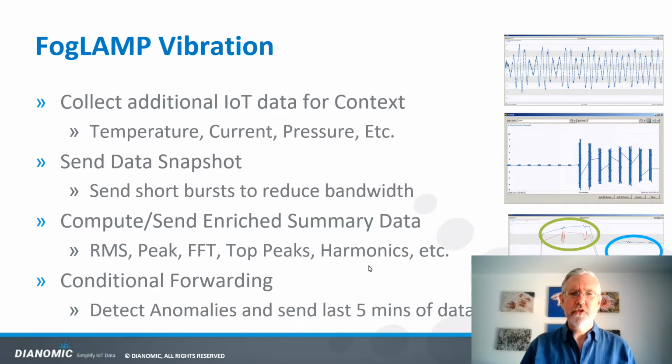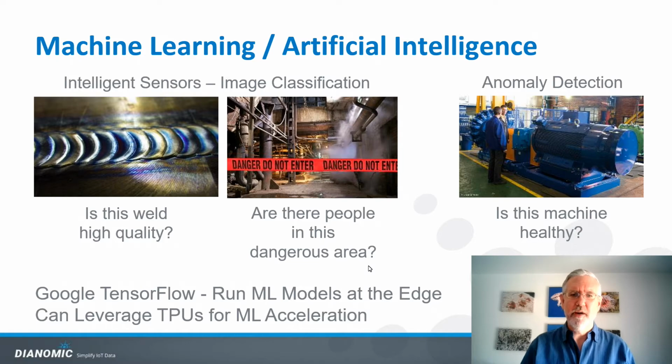We look at machine learning in two ways. There are intelligent sensors, so you can have a camera on FogLAMP that points at a weld, say, and detects the quality of the weld, or you could have a camera that points into an area where there shouldn't be people, and if it sees a face, then it notifies someone. And then we also look at machine learning in the rules engine, where you can have an anomaly detector that detects if a machine is healthy. We have Google TensorFlow Lite ported into FogLAMP, and so you can run various models there using that. And it also can leverage Google's TPU technology, which is a hardware accelerant.